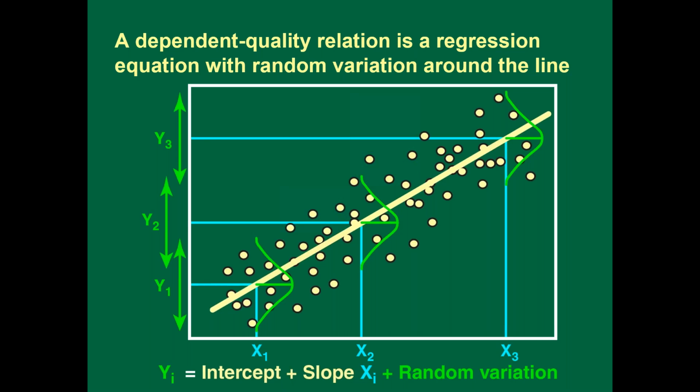So the idea of using a dependent quality relation is, if you have limited data, you can come up with a relation between two variables, and you can use a larger data set. You might get a better answer than if you just had very few samples to generate a random relation.